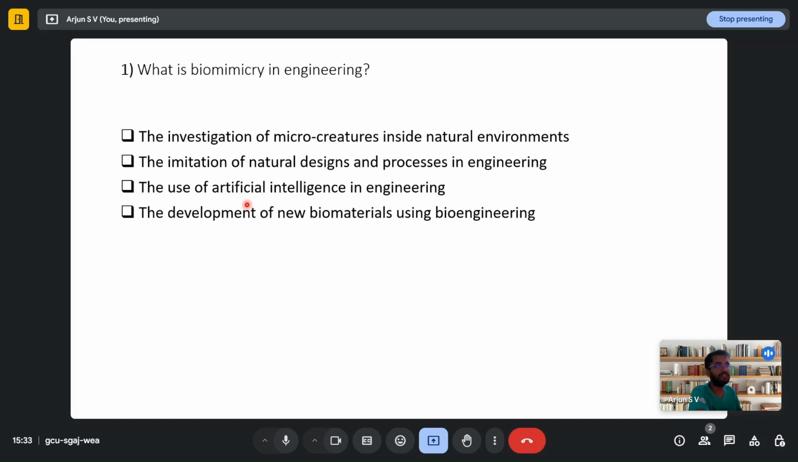So first question is, what is biomimicry in engineering? So there are four options. This is a multiple choice question. The investigation of micro creatures inside natural environments, the imitation of natural designs and processes in engineering, the use of artificial intelligence in engineering, the development of new biomaterials using bioengineering. So this question is pretty simple. These are the kind of questions you might get in your exams.